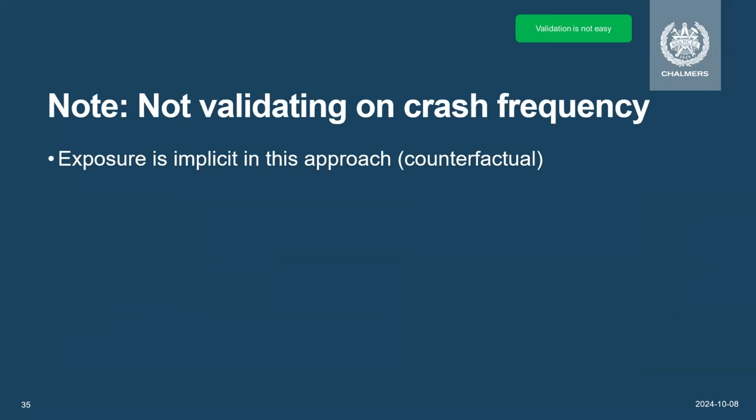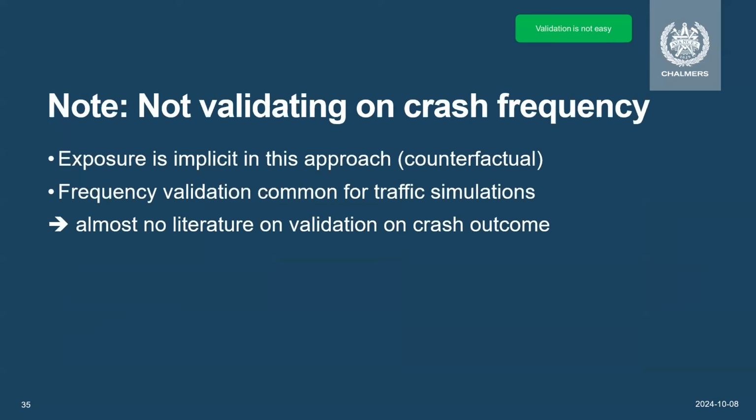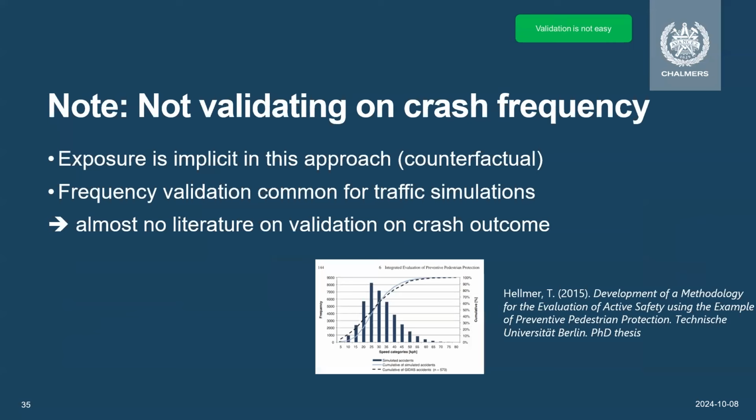We're not validating on crash frequency because this method is inherently not considering exposure. If you look at the differences for traffic simulations, for example, it's stochastic, which is by far the most common. We tried to find literature, and we could only find one that actually assesses on delta V from that type of simulation. If you have any other studies that you know of, please contact me because we're interested.